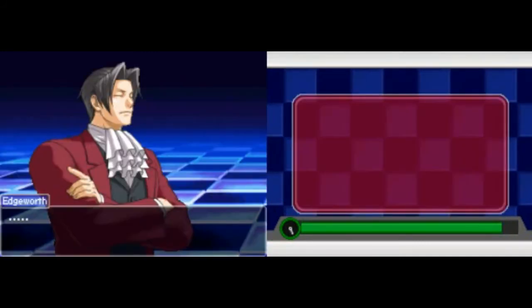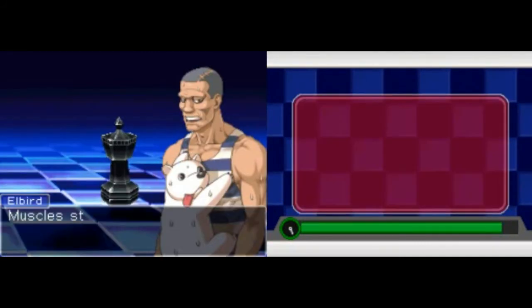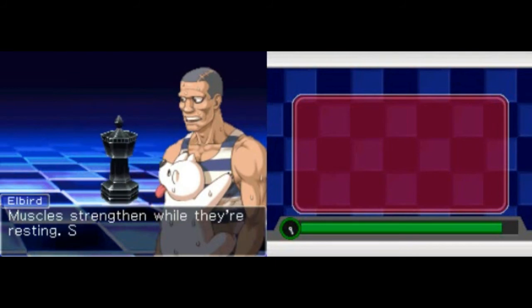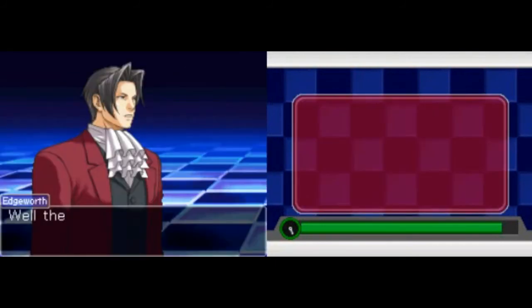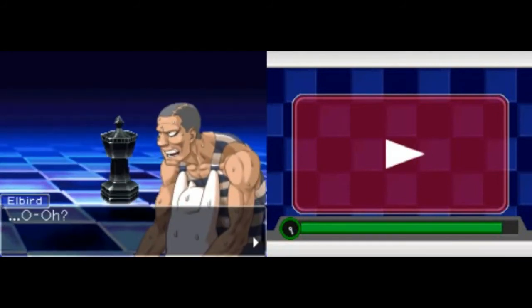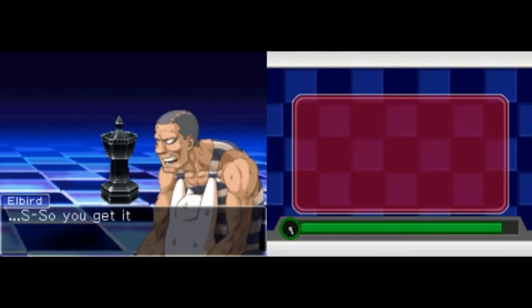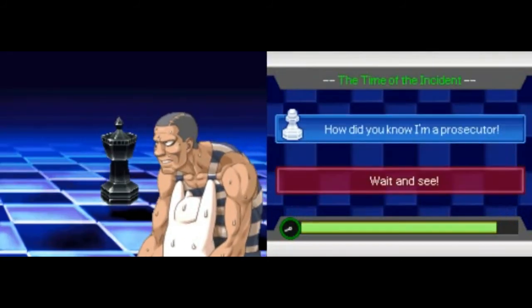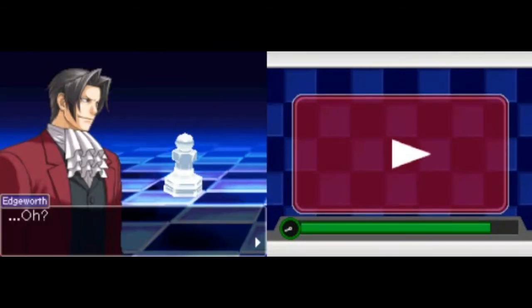Let's wait it out, because he might get really agitated. Muscles strengthen while they're resting. Sleep is important. Well then, I'm sorry to have woken you. Rest is a part of training, right? Oh? So you get it after all. Not bad, Mr. Prosecutor. How do you know I'm a prosecutor? I never introduced myself. Oh?